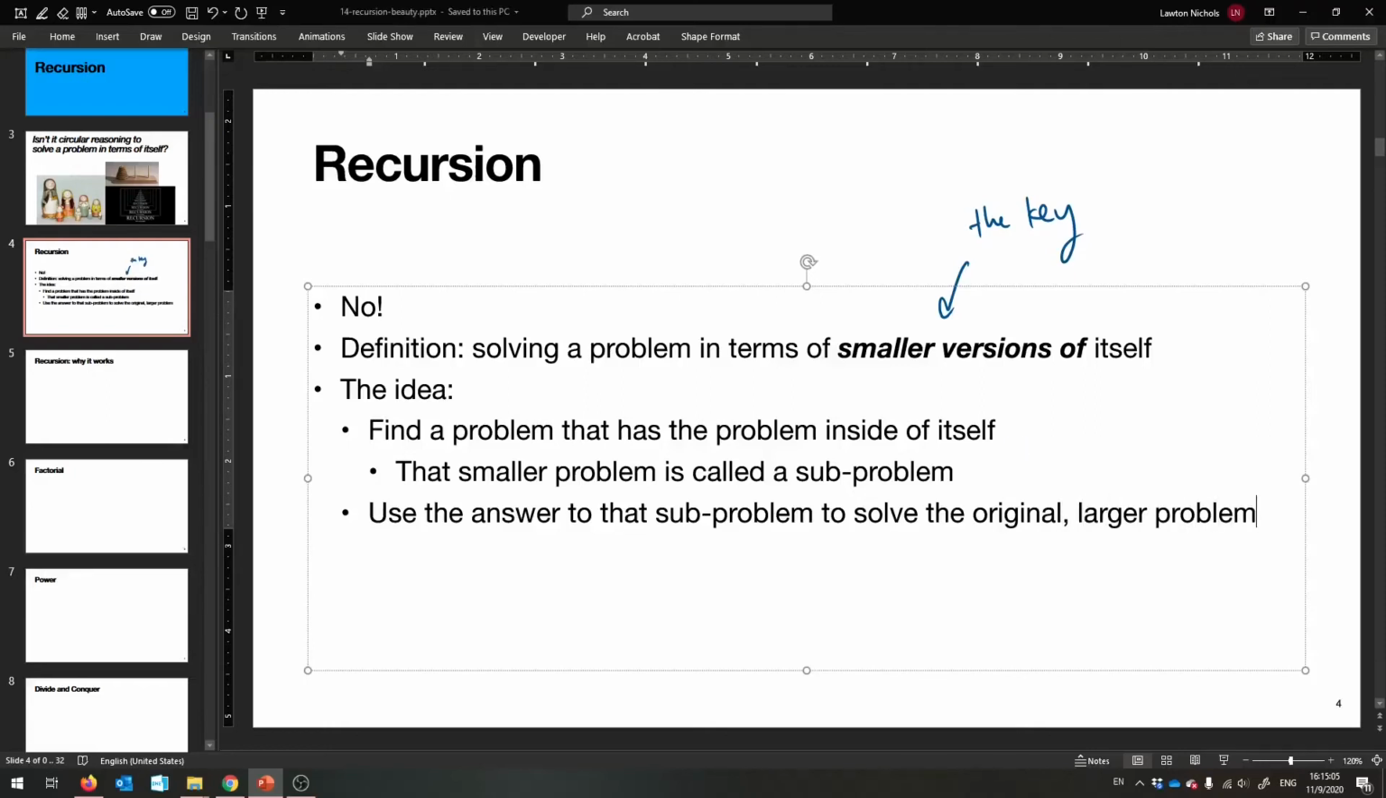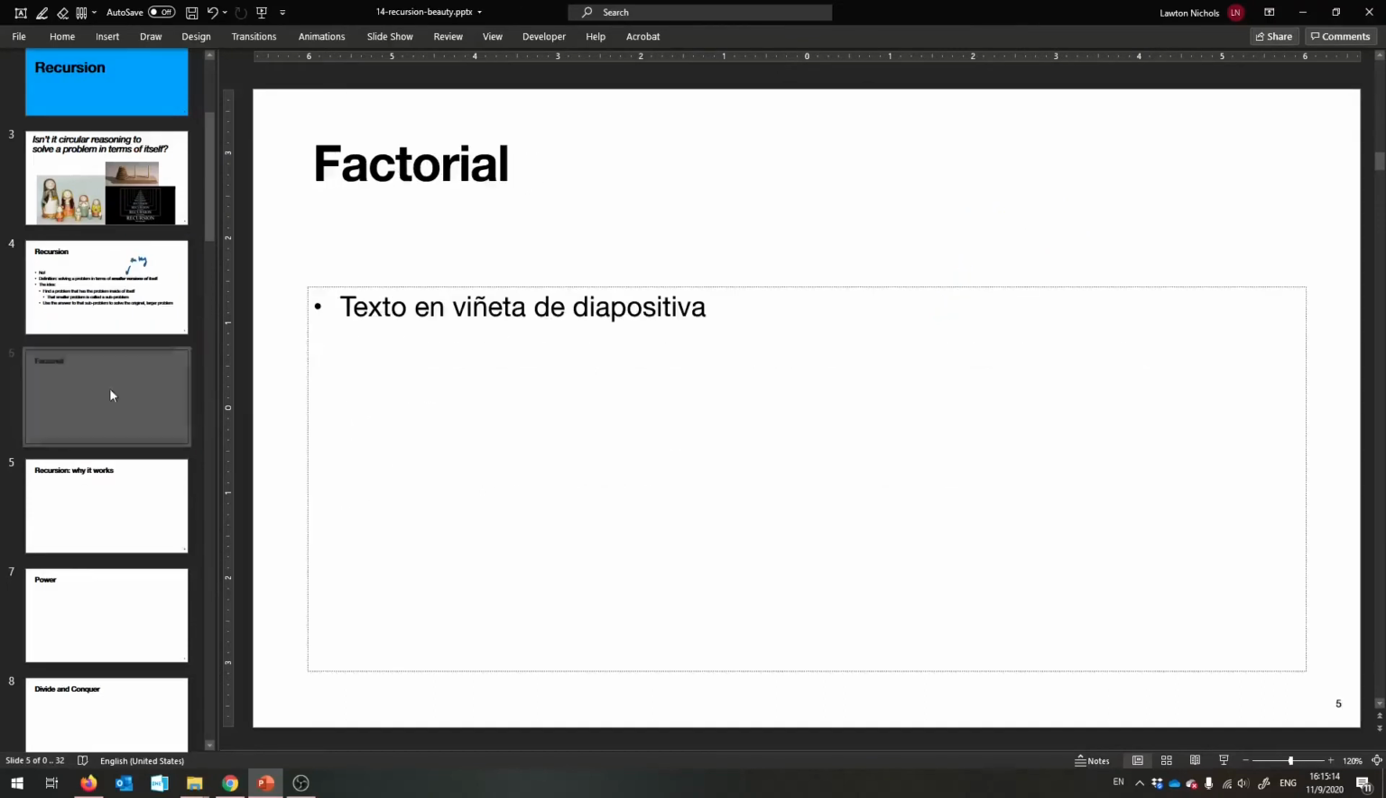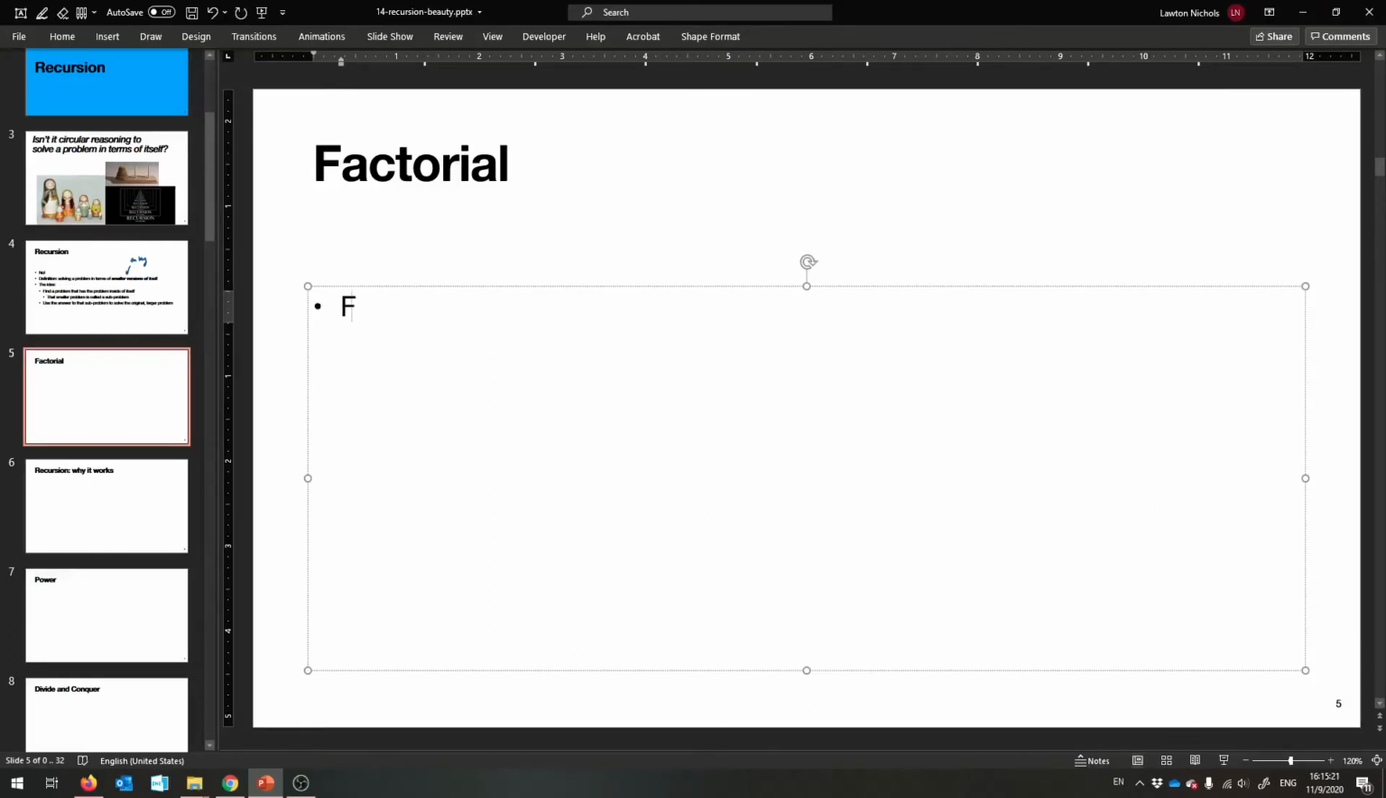And this is all probably very theoretical, even philosophical, and not making any sense at all, but that's okay. I'm going to give you an example. And I think I'm going to shift these around. So factorial, finding the factorial of a number is a recursive problem.